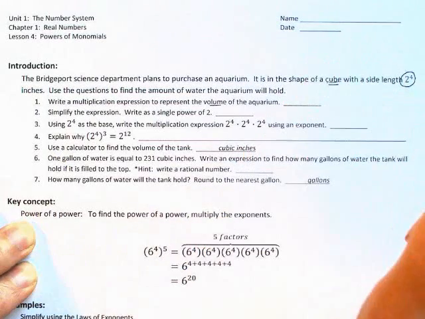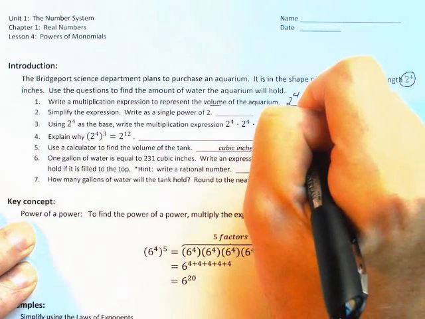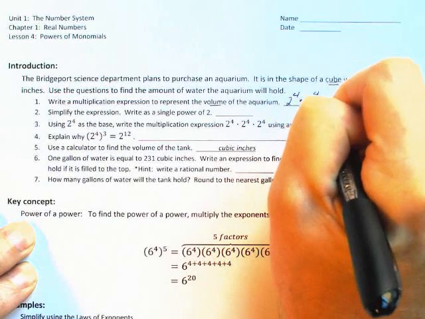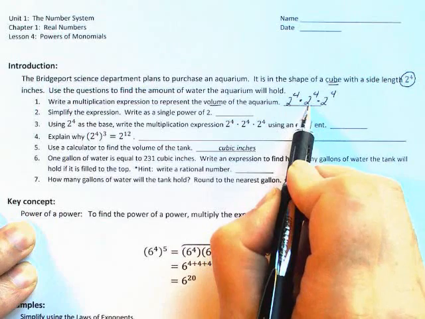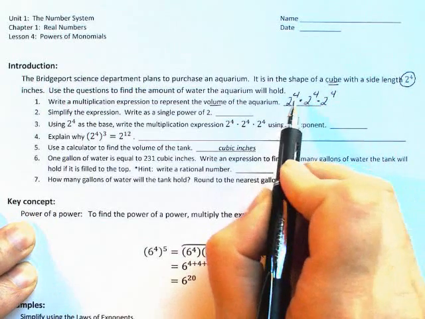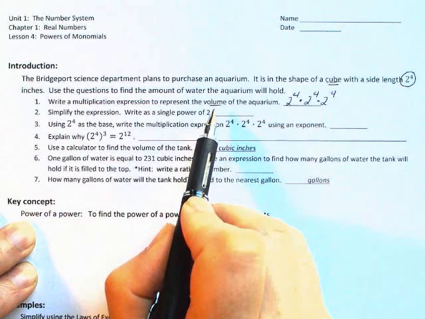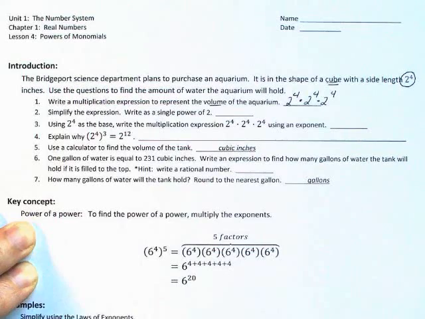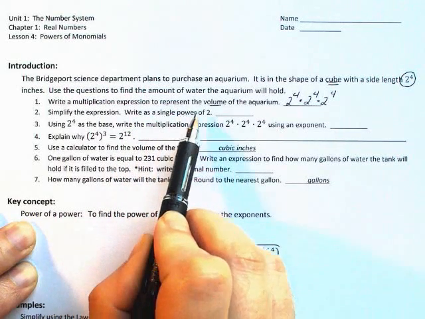So here is our multiplication expression. 2 to the 4th power times 2 to the 4th power times 2 to the 4th power. This is the length, this is the width, and this is the height of the cube. If you multiply those together, that could get the volume of the cube. Now, number 2, simplify that expression. And what this is asking for is write as a single power of 2.